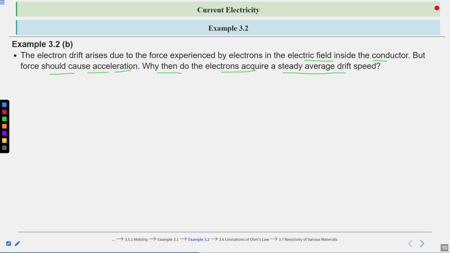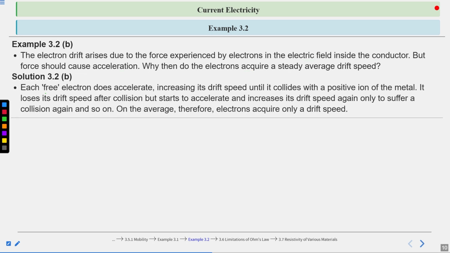It is different. So when an electron goes from one collision and another collision happens, the velocity before the second collision is capital Vi, and it is different for every electron. So we have taken the average of that speed, and due to acceleration, we have taken the average of all the different velocities. That is the reason we are taking steady average drift speed and not taking acceleration.